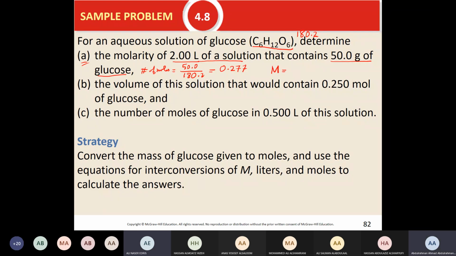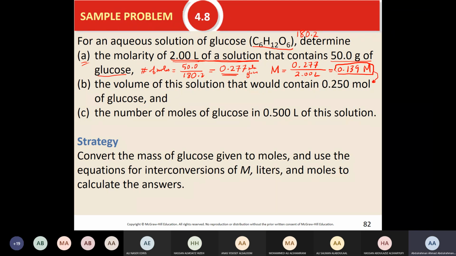Next. What's the molarity? Divide by 2. It's actually number of moles of solute, in this case glucose, which is 0.277, divided by what? 2 liter. Why did I divide by 2? Because it says here 2-liter solution. Clear? What's the answer? 0.139 big M. Good.